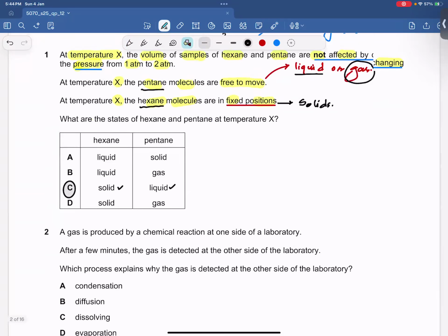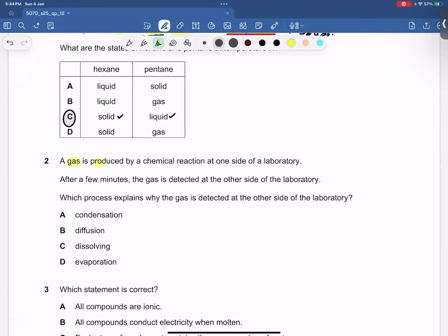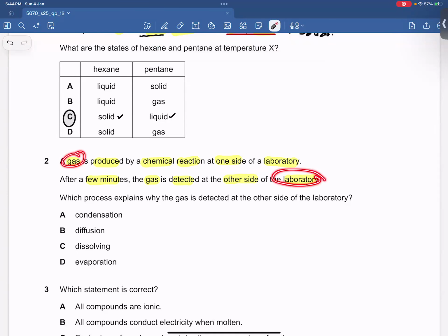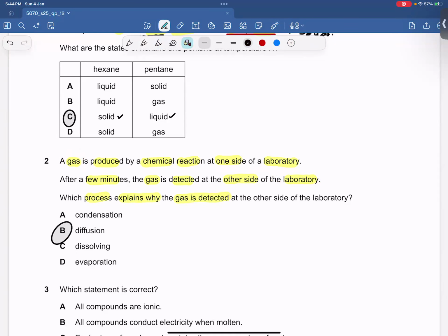Let's move on to question number 2. A gas is produced by a chemical reaction at one side of the laboratory. After a few minutes, the gas is detected at the other side of the laboratory. So when a gas travels from one side of the laboratory to the other, diffusion is the process behind this phenomenon. Obviously diffusion, because in diffusion, molecules move from a region of higher concentration to a region of lower concentration.